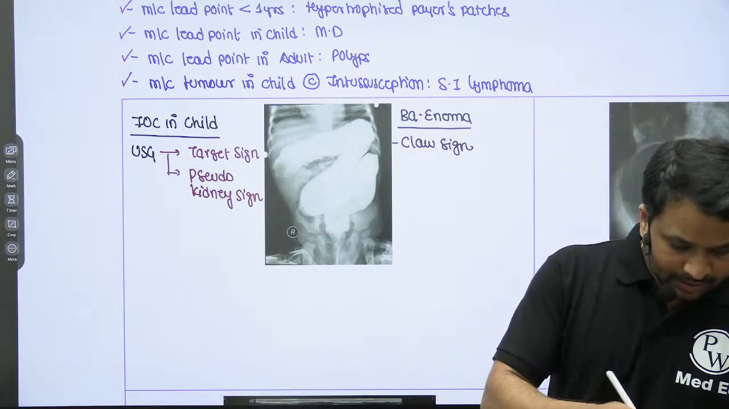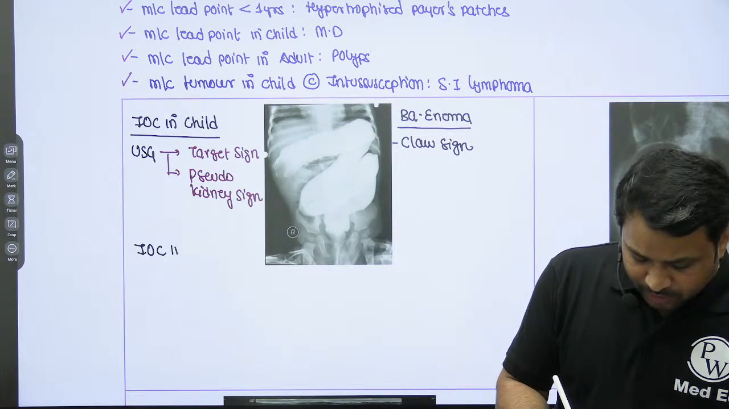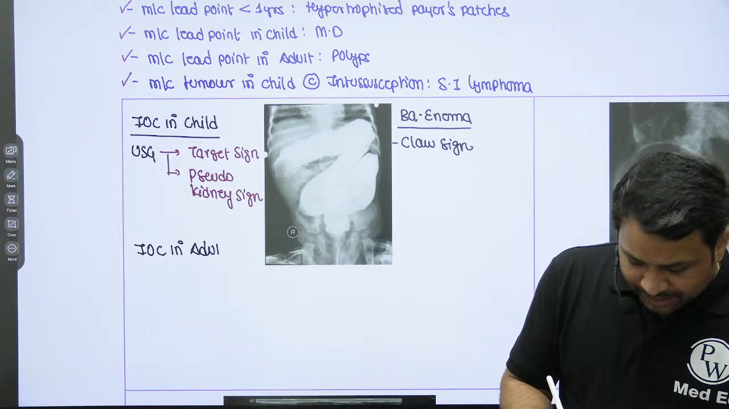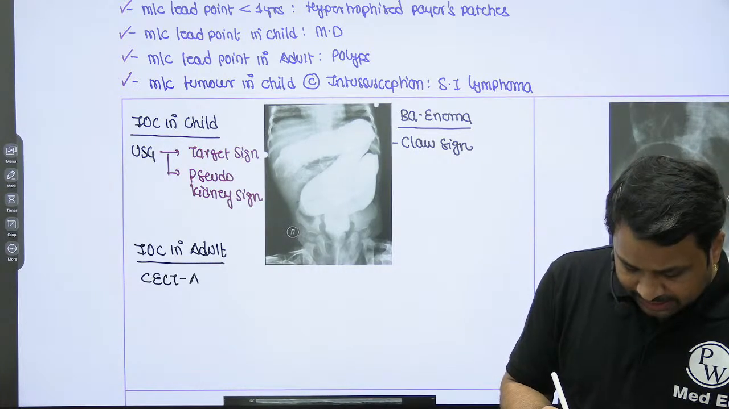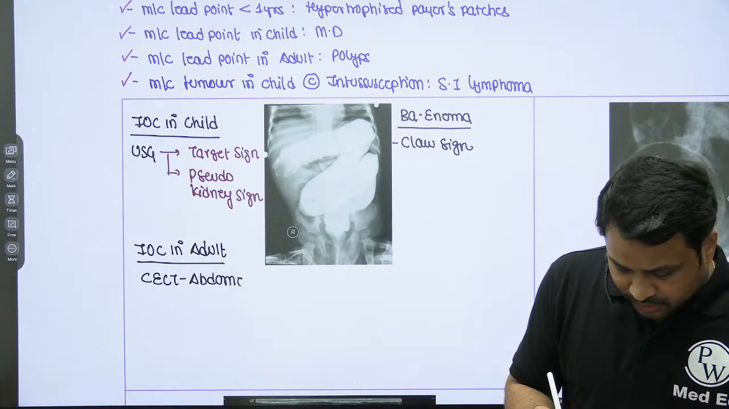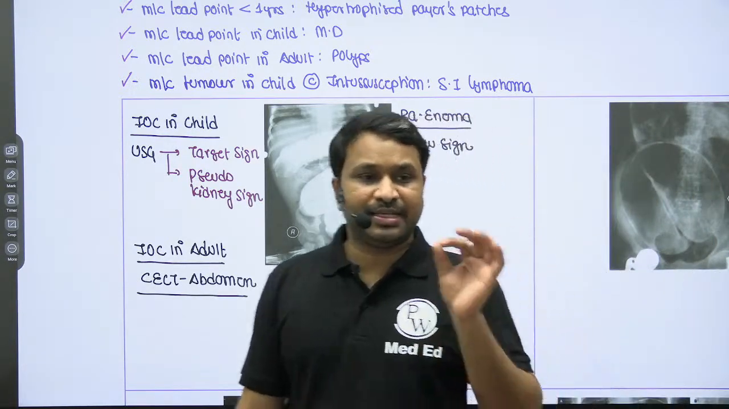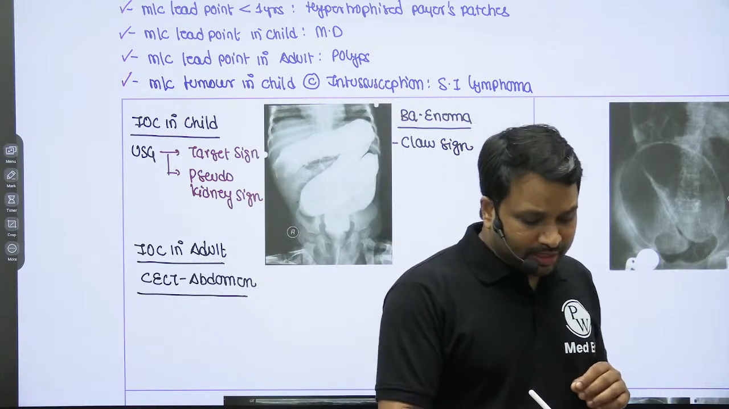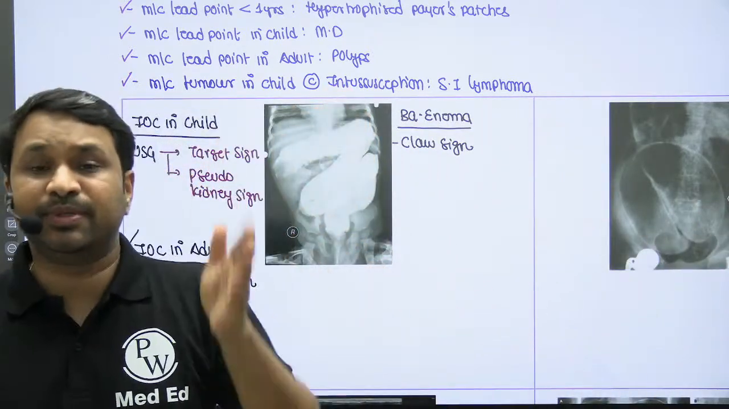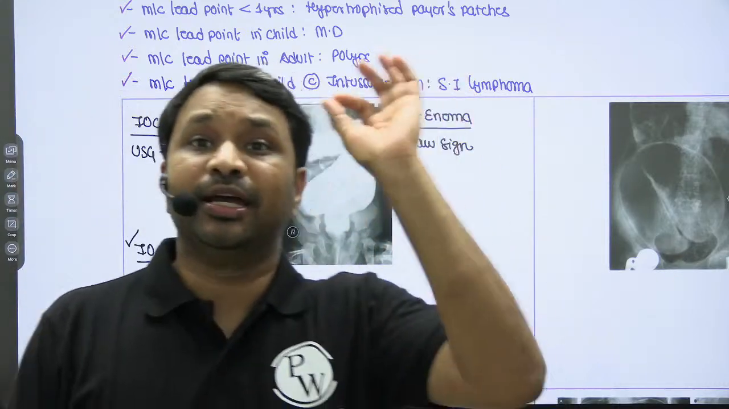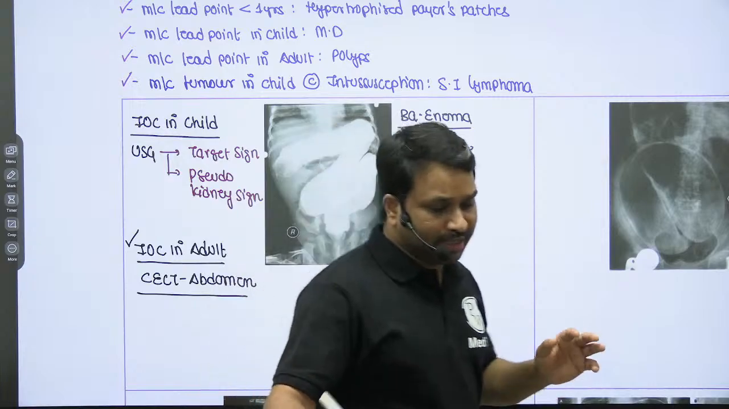Now, on the other hand, if I ask what is the investigation of choice in adults, it's a very simple concept. If you are suspecting intestinal obstruction in adults, the answer is going to be CECT abdomen, right? Adult में अगर intussusception, चाहे कोई भी cause हो, any cause of obstruction, if a patient lands up with intestinal obstruction and the patient is an adult, it is to be done with CECT. There is no if and but beyond that particular point.